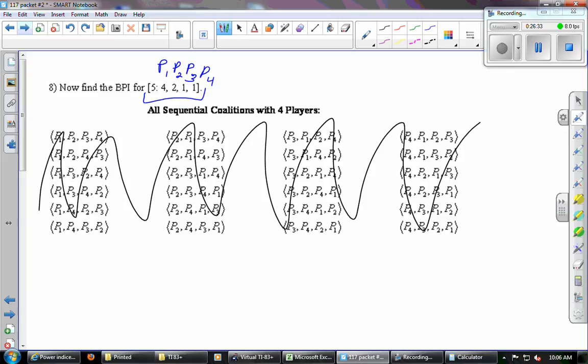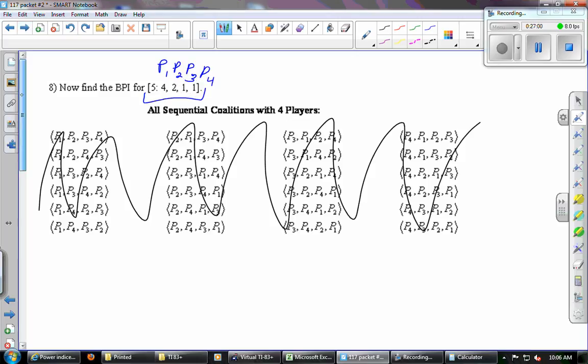Let's start with the singletons. Is there any single person that can pass this motion alone? No. So I'm not going to list any of the singles. Now we'll go to the pairs of people. So we're going to list the pairs of people that could say yes and have enough to pass. For example, those two people right there, the last two people, is that enough if they both say yes? The answer is no. So I'm not going to bother listing those two people. They don't win by themselves.